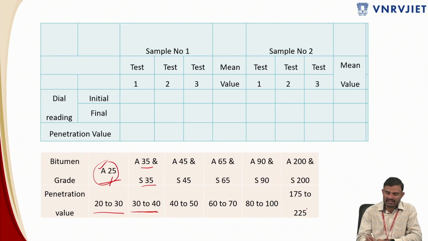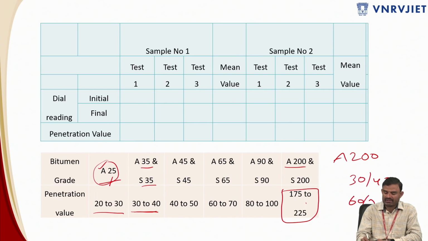Similarly, you have the final grade, 175 to 225, which is A200. Sometimes there is another representation like 30 by 40 or 60 by 70. The same 60 to 70 can be represented as 60 by 70, or 40 by 50. So we denote the grade of the bitumen like this, 40 by 50, which means the penetration value will be somewhere around 40 to 50, or we represent it simply as A45 or S45.